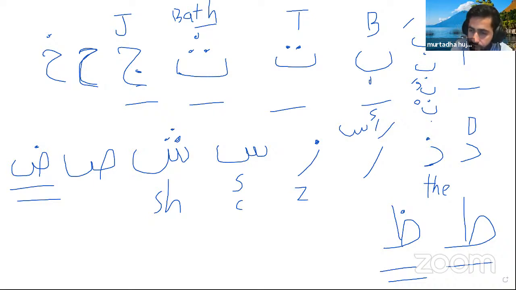So this is for Ta. How many letters have we done so far? Alif, Ba, Ta, Tha, Jim, Ha, Kha, Dal, Zal, Ra, Zai, Sin, Shin, Sad, Dad, Ta, Va.